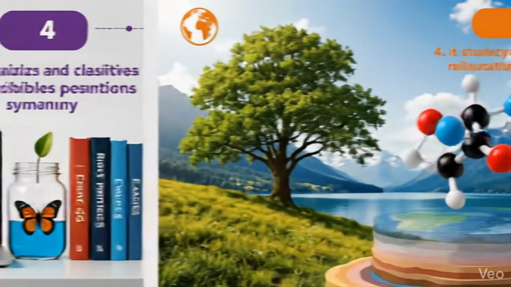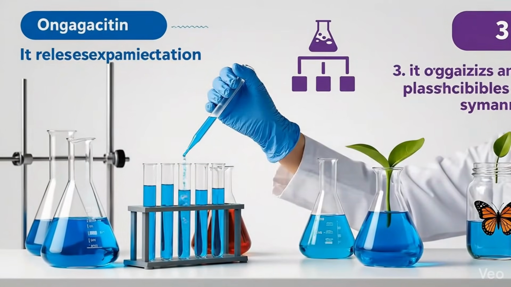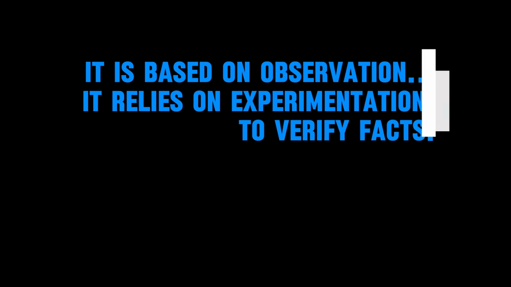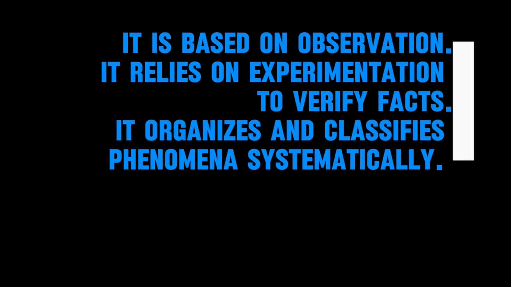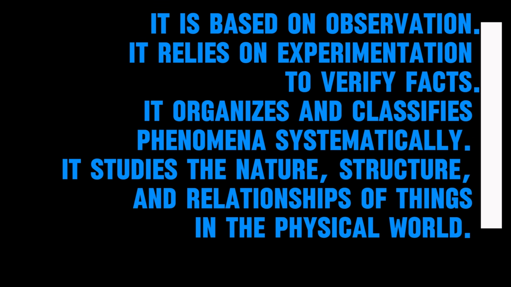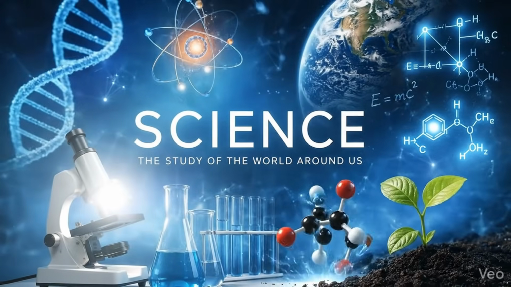Characteristics of science. Key characteristics of science include: it is based on observation, using senses and tools. It relies on experimentation to verify facts. It organizes and classifies phenomena systematically. It studies the nature, structure, and relationships of things in the physical world.